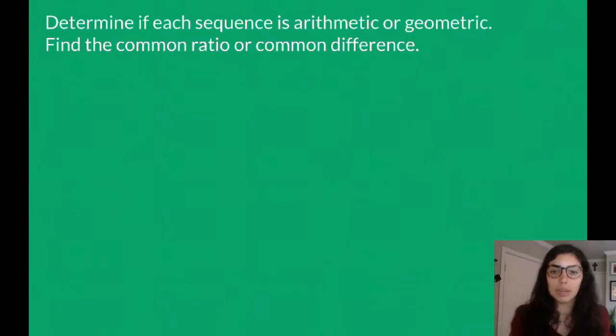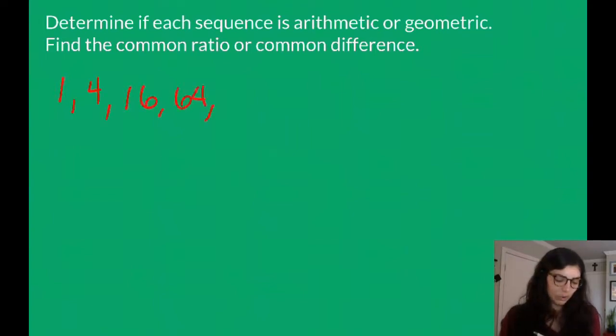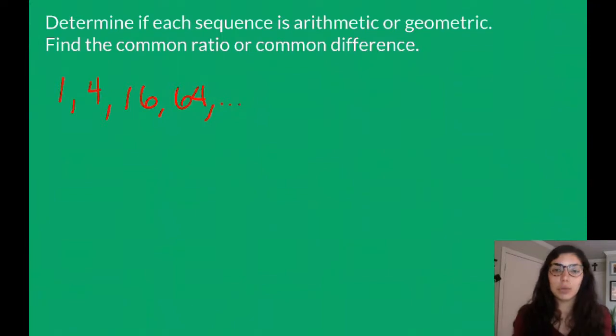For the first couple examples, we're going to determine if the sequences that I write on the screen are arithmetic or geometric, and then we're going to find the common difference or common ratio for those. So your first sequence we're going to work on today is 1, 4, 16, 64. There's our first sequence of numbers.